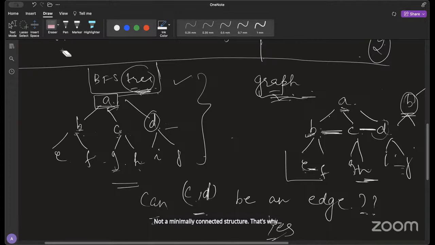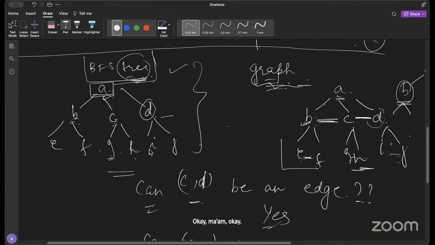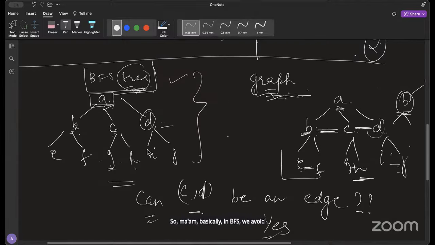That's why you cannot have an edge here. In simple words, no cycles in trees. So ma'am, basically in BFS we avoid cycles, right? Not just BFS. It's a tree, that's why we are avoiding a cycle. Okay, ma'am. Understood.